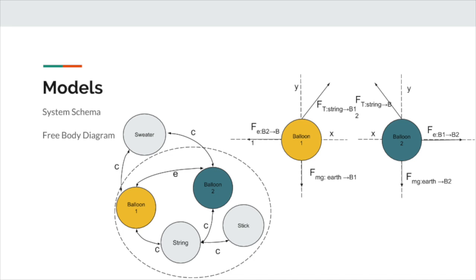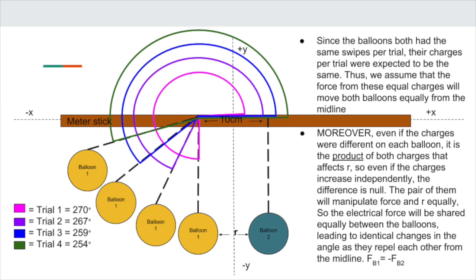This includes the electric interaction between the balloons, the contact between the string and the balloon, the contact between the string and the meter stick, and the contact between the balloon and the sweater, which is out of the system. Here you see what our assembled model looked like. Each balloon was attached to the meter stick with a string. When given more swipes, the angles seemed to decrease, which can also be shown here.